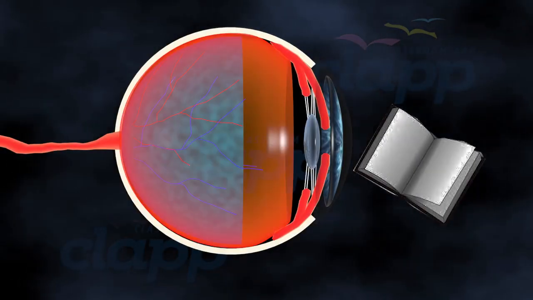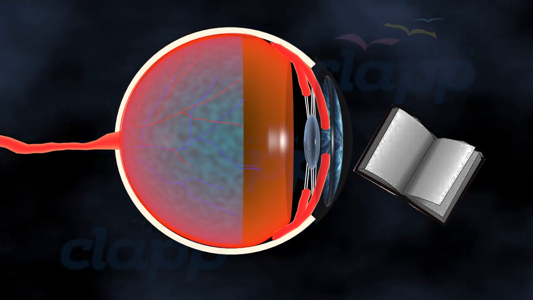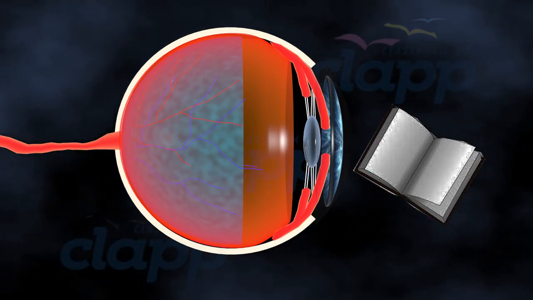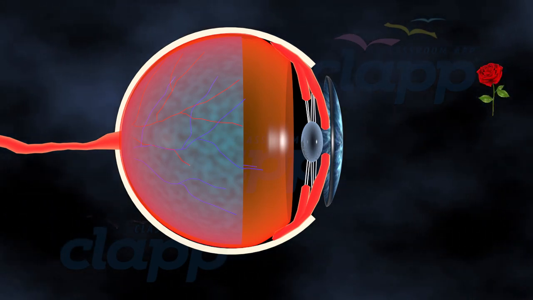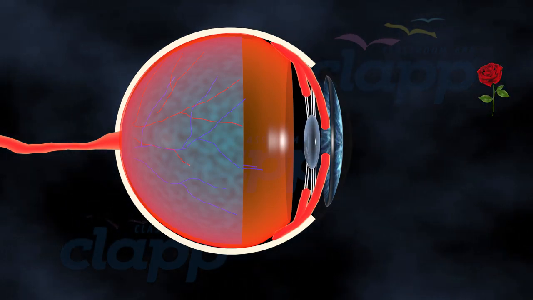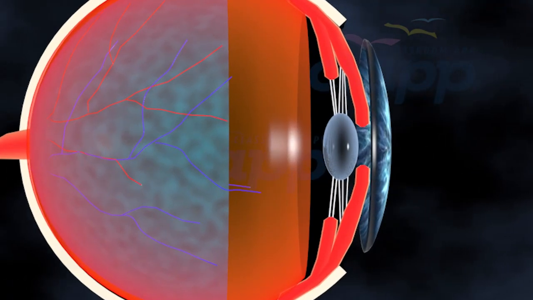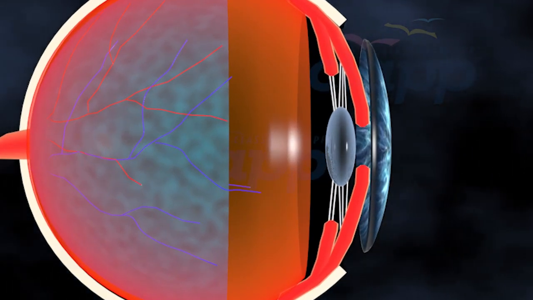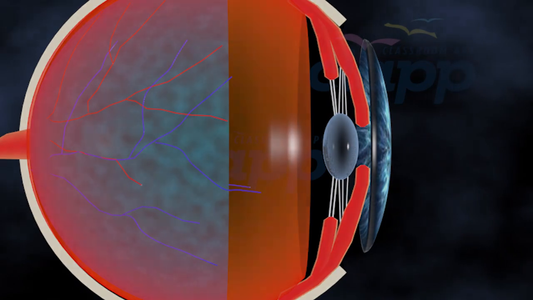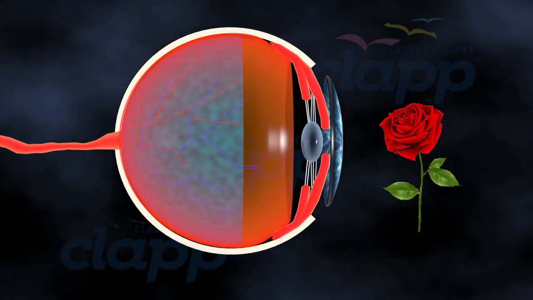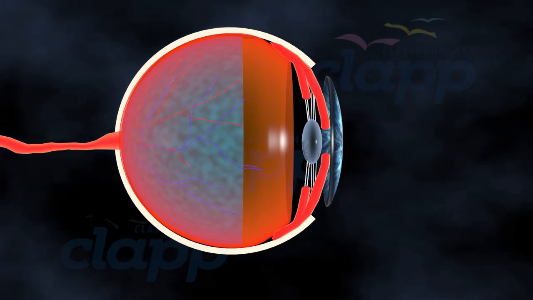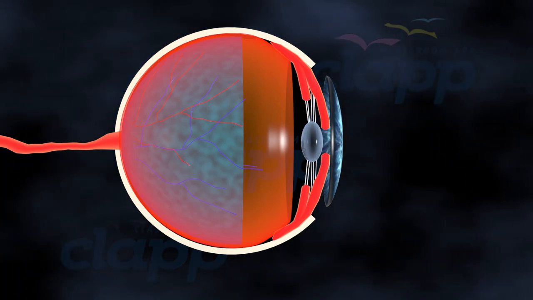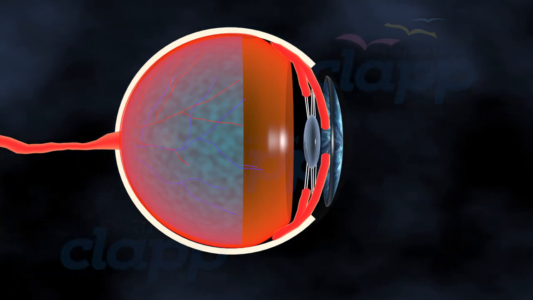When you look at something up close, like reading a book, the lens becomes thicker and more curved, and when you gaze into the distance, the lens becomes flatter. Accommodation is made possible by the action of the ciliary muscles surrounding the lens. When you shift your focus from near to far or vice versa, these muscles contract or relax, causing the lens to change its shape accordingly.